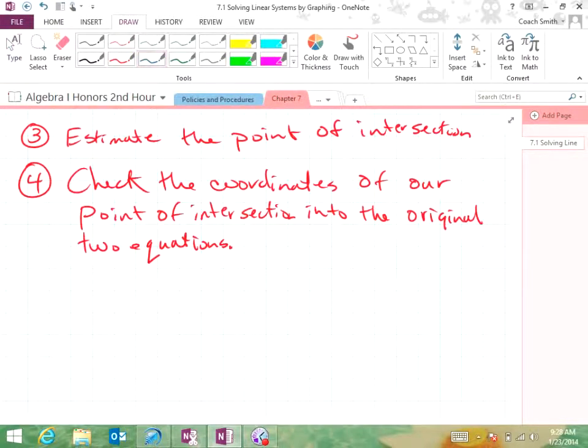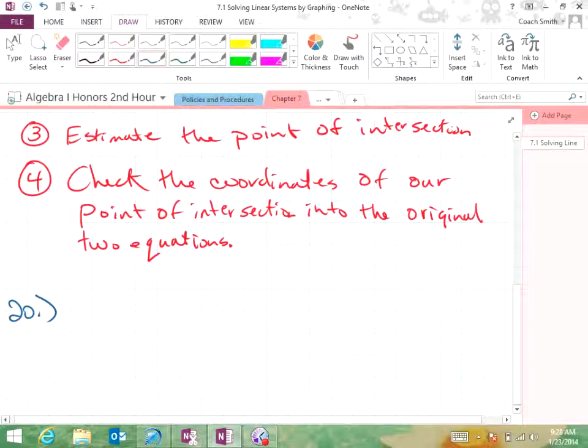We're going to look at number 20. Number 20 says this: y is equal to negative x plus 3, and y is equal to x plus 1. Okay, y is equal to negative x plus 3, and y is equal to x plus 1. All right.